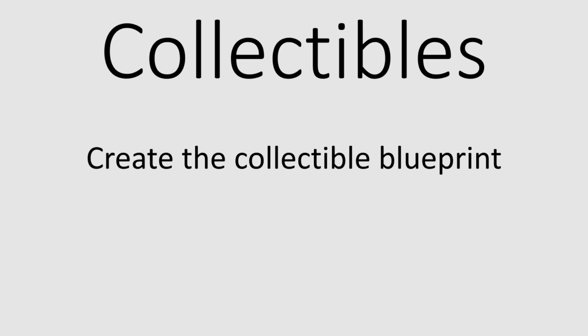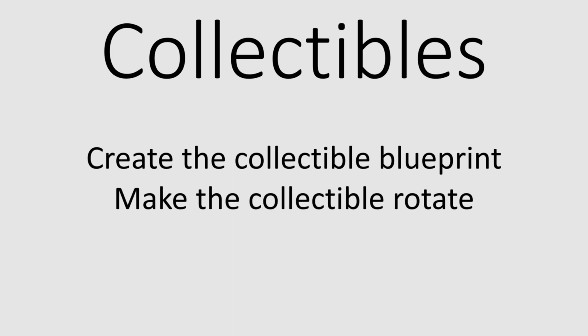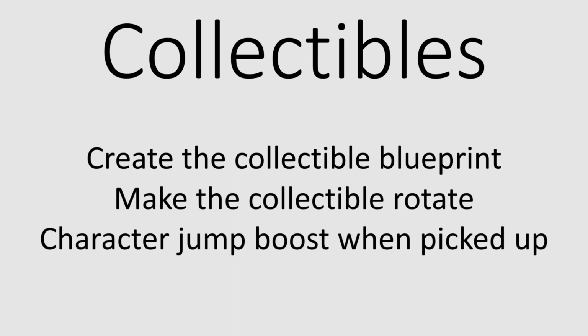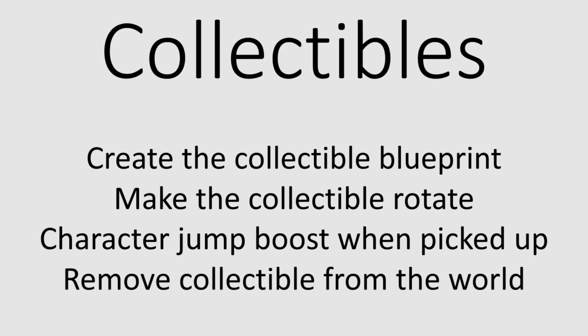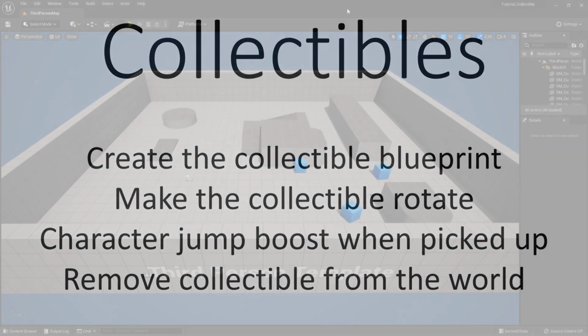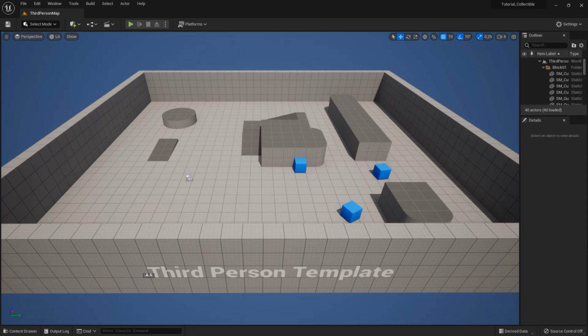Today we are going to create a collectible. Collectibles are used in almost any game for obtaining upgrades or resources, and in this video I will show you how to make them. We are going to make it rotate, and as an example we are going to give our character a power up. This way you will know how to add actions to the collectible that will trigger when we pick it up. I've created a new third person project.